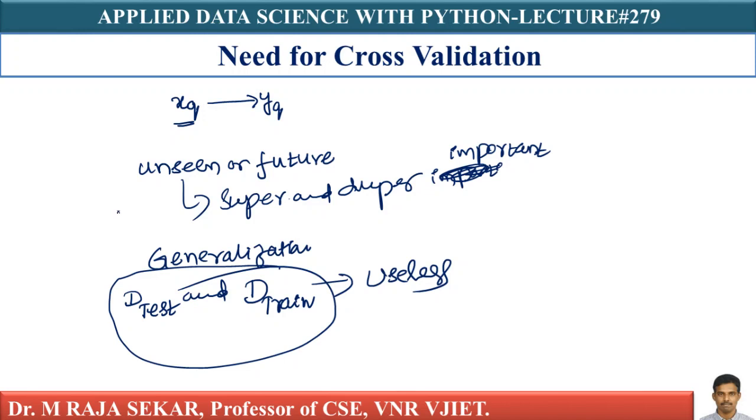What are unseen points? Unseen points are points which are not in D-train and points which are not in D-test. Those points are known as unseen points. We have not seen them yet. That's our objective. The problem here is to determine your k.